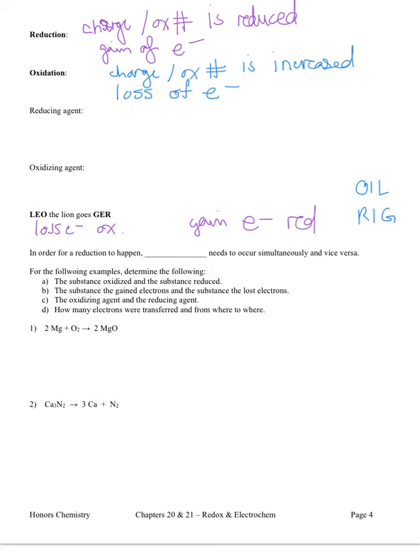Use that. In order for reduction to happen, oxidation has to happen simultaneously. Because in oxidation, you're losing the electrons. So one substance loses the electrons. Reduction means you gain the electrons. Well, if something loses the electrons, those electrons have to go somewhere, and so they go to another substance that gains those electrons, so reduction happens as well. And so in order for one to happen, the other one has to happen simultaneously. So something gets oxidized, something gets reduced.